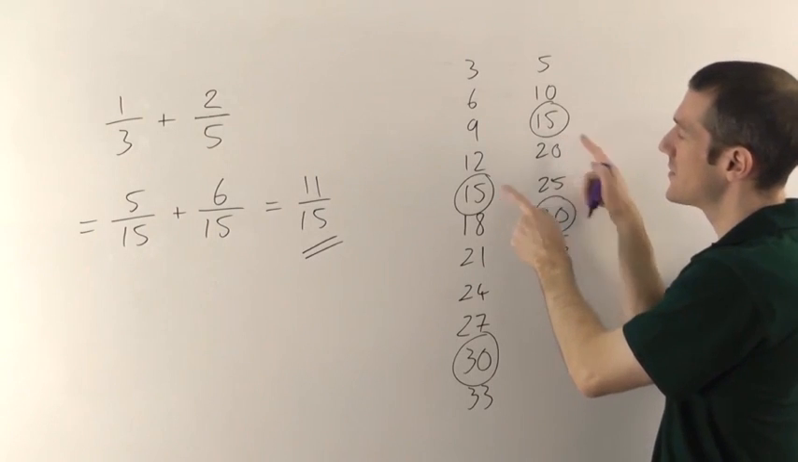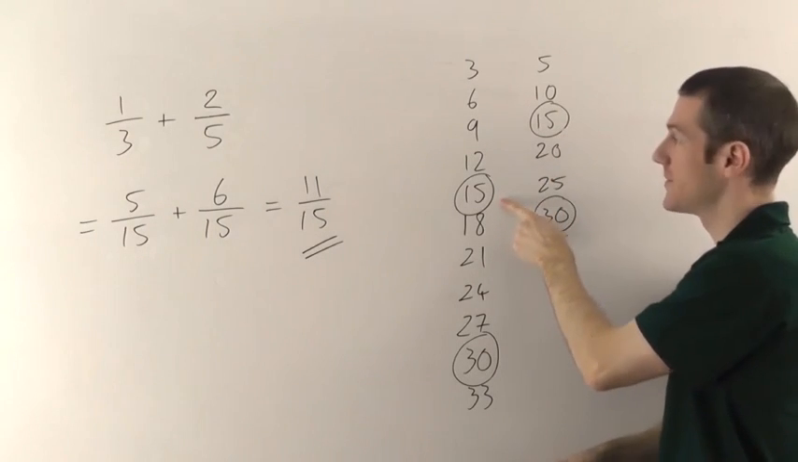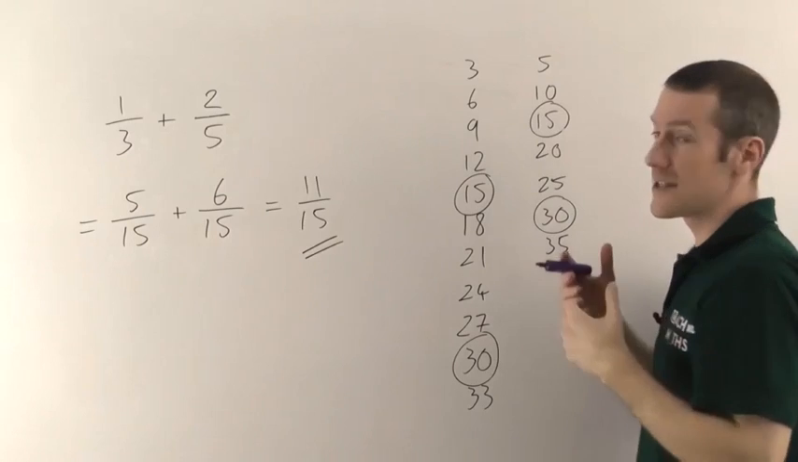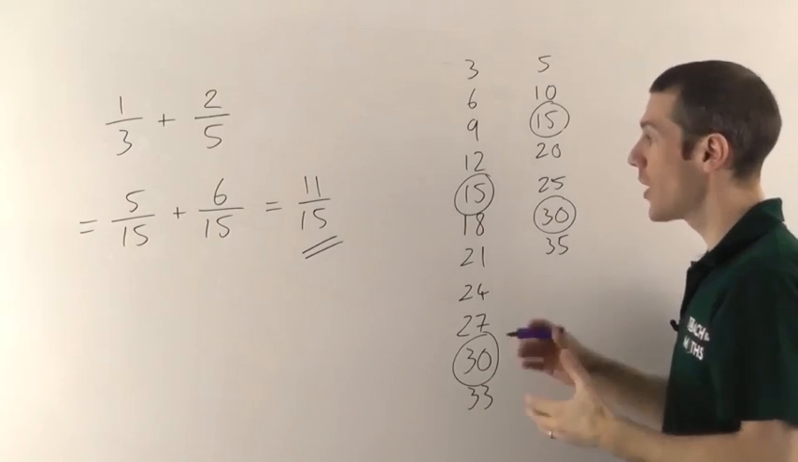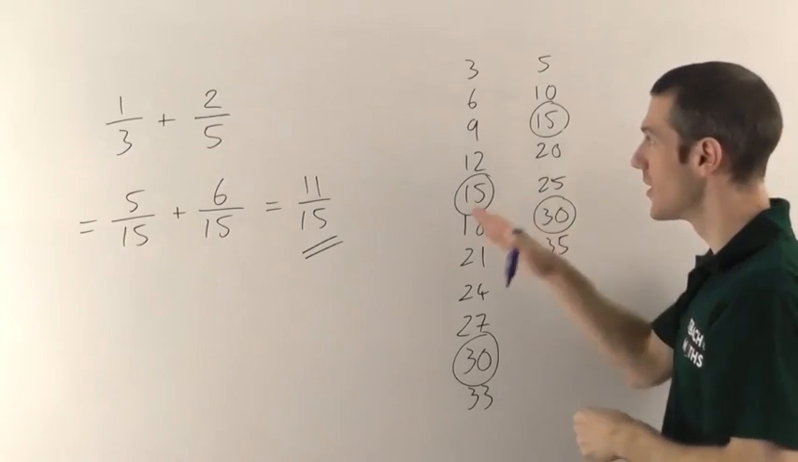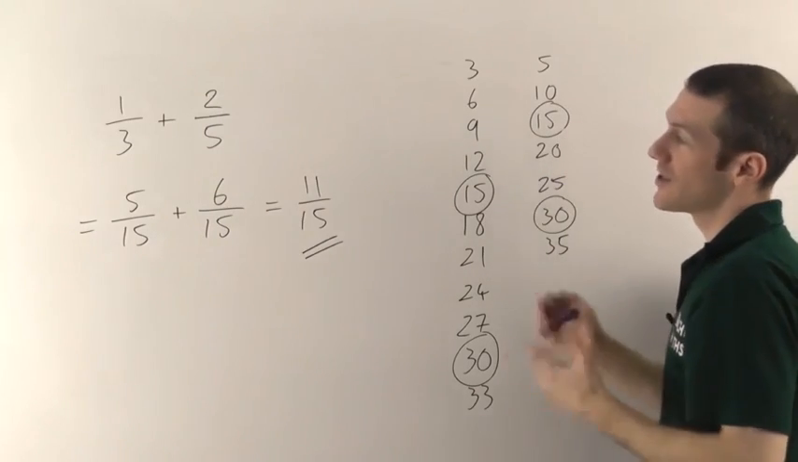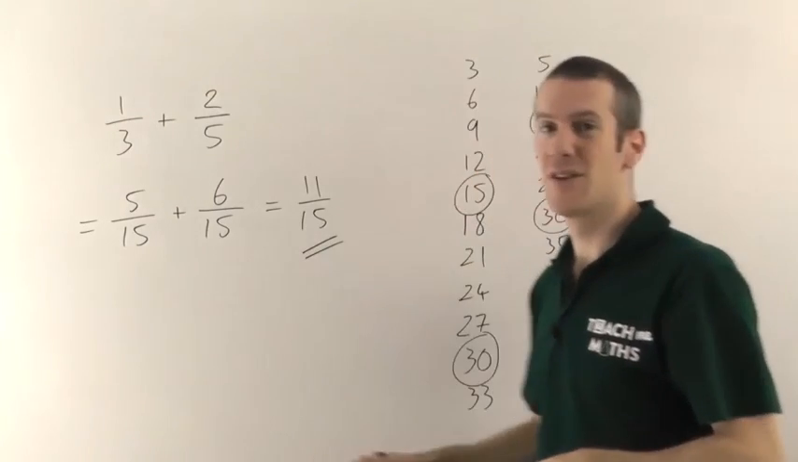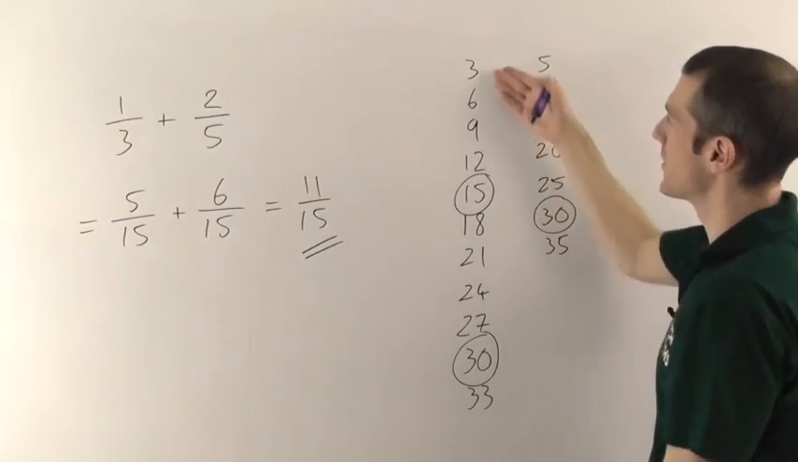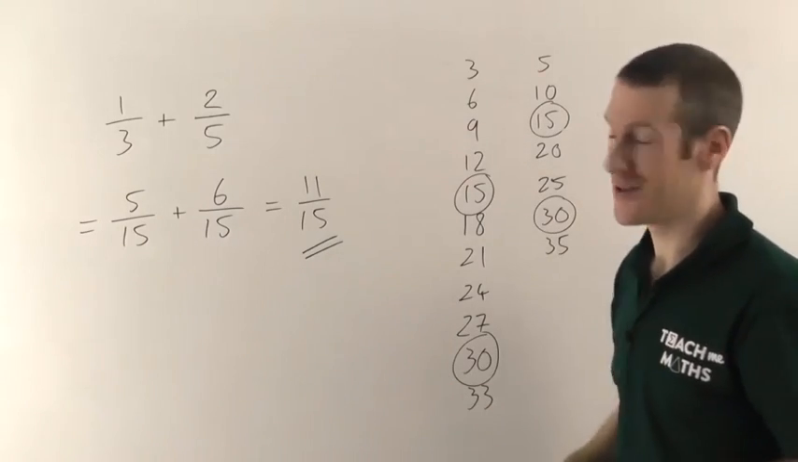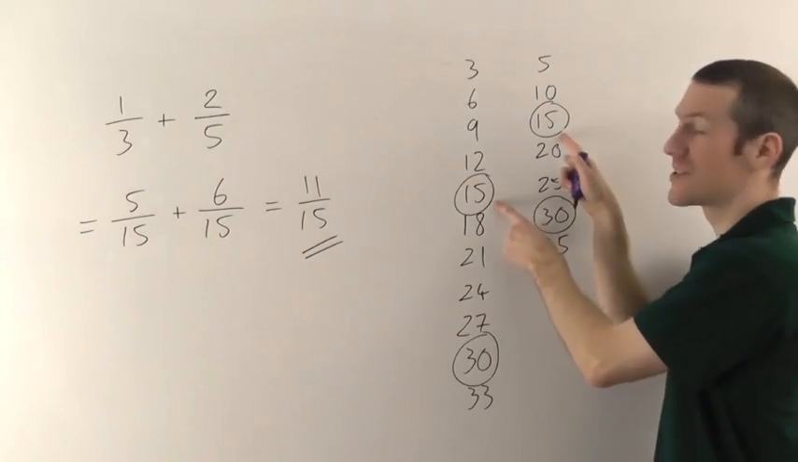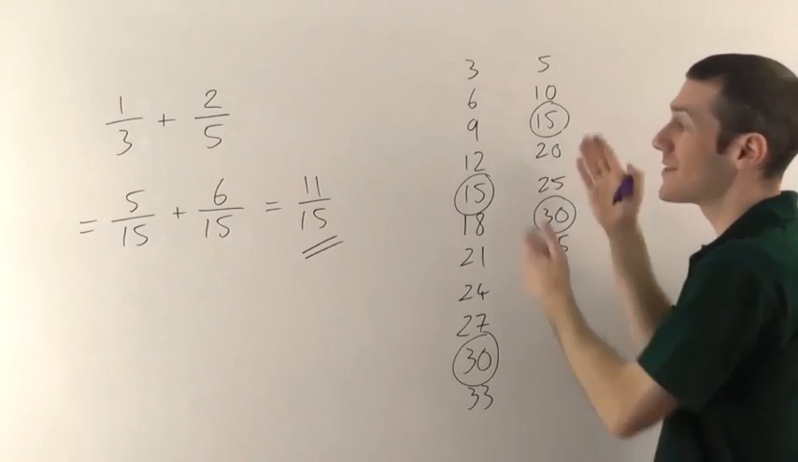And this number here, the smallest number that appears in both times tables, the 15, as I say, sometimes that's called the lowest common denominator or the lowest common multiple. Lowest because it's the smallest, common because it's in both, and then denominator because it's the number on the bottom of the fraction, or if you prefer multiple, because it's a multiple of 3 and it's a multiple of 5. I wouldn't worry too much about the words. Just remember, it's the smallest number in both times tables. So that's why that works.